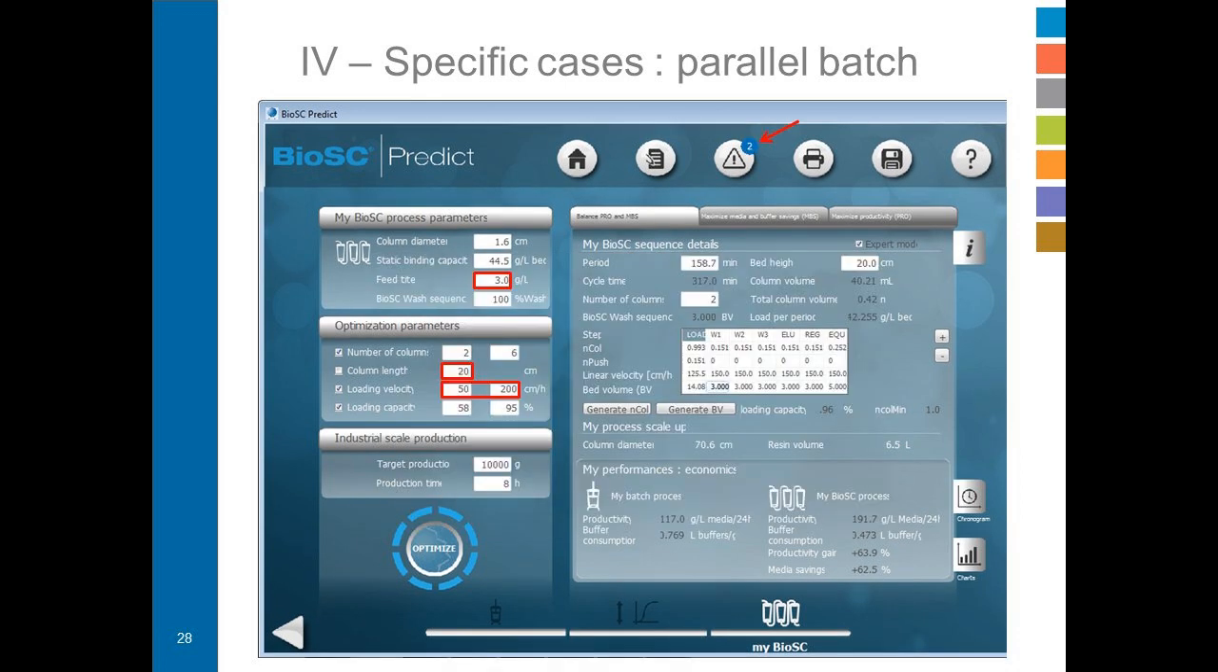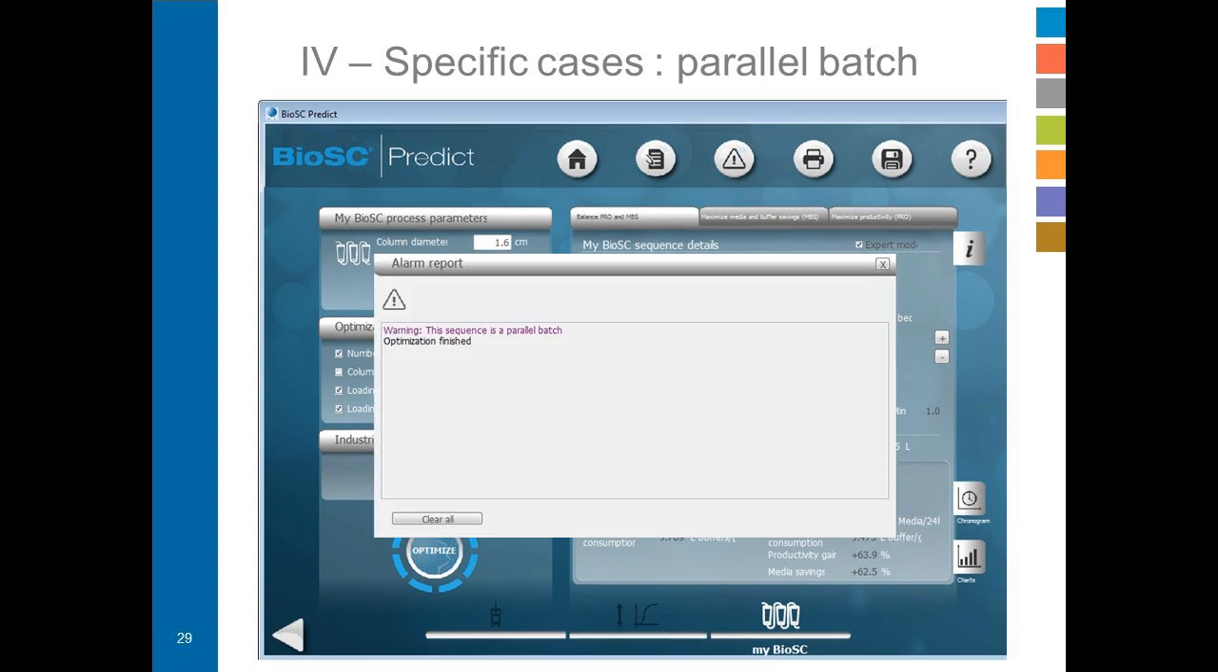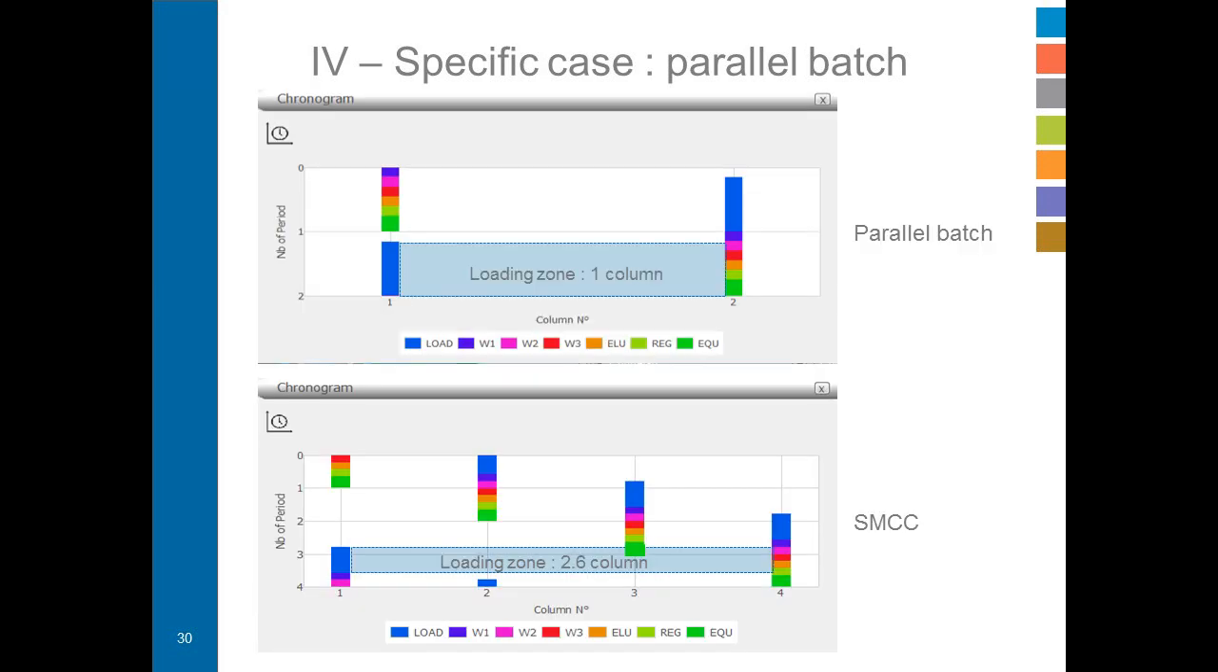I will have this number appearing there. If I click on it, I can see a warning: this sequence is the parallel batch, but the optimization is finished. So these are two chronograms where we can compare parallel batch with SMCC.